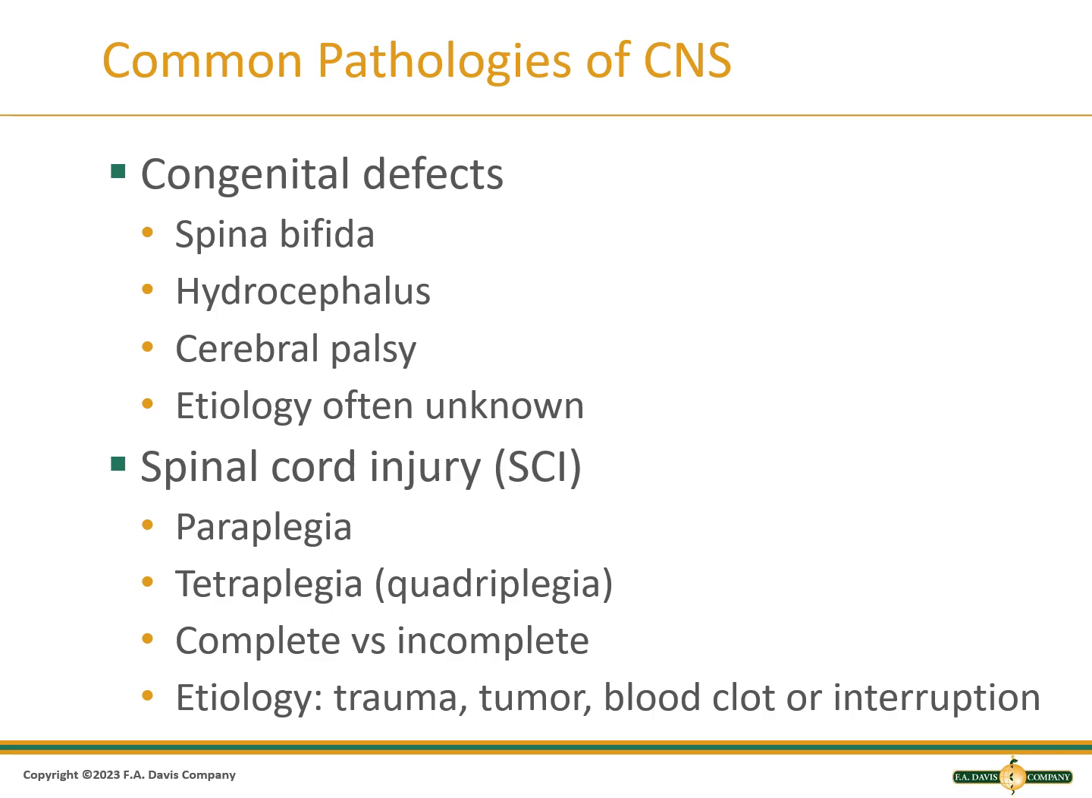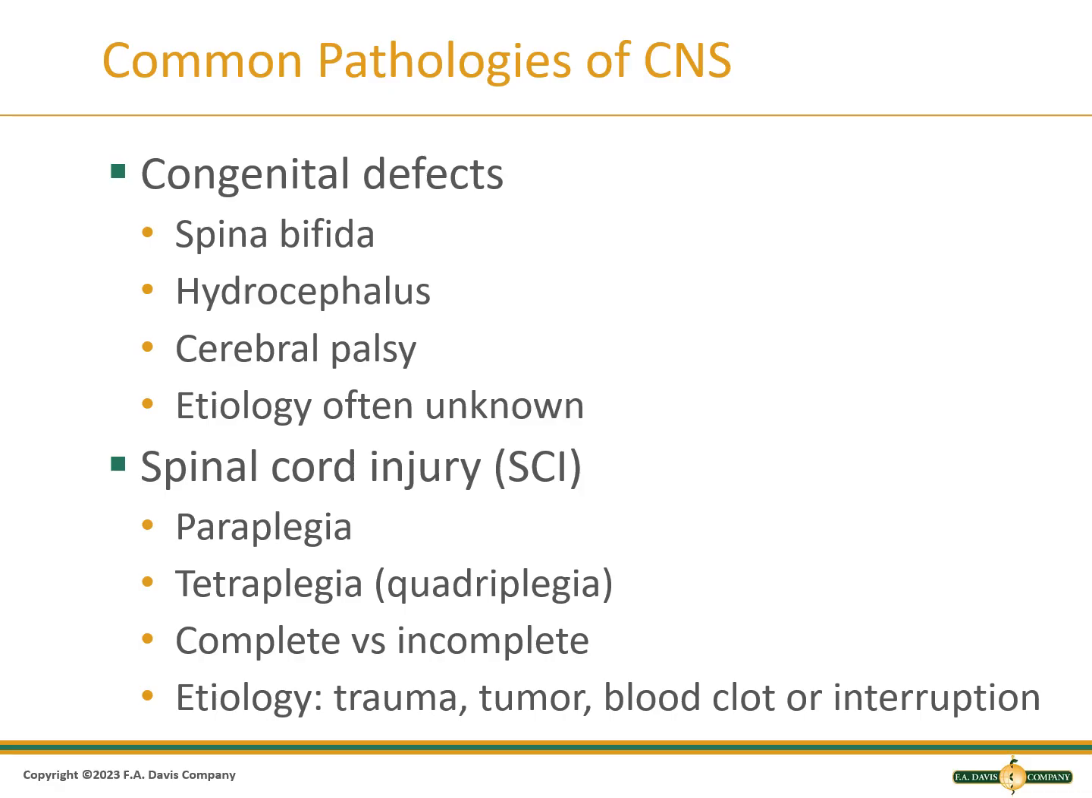We're going to touch on just a few of the pathologies of the nervous system here, but we will dive deeper into a lot of these during neurology. Our congenital defects of the nervous system include pathologies such as spina bifida, hydrocephalus, and cerebral palsy. Congenital defects, remember, are ones that patients are born with, and again, we will elaborate on those when we get into neuro.